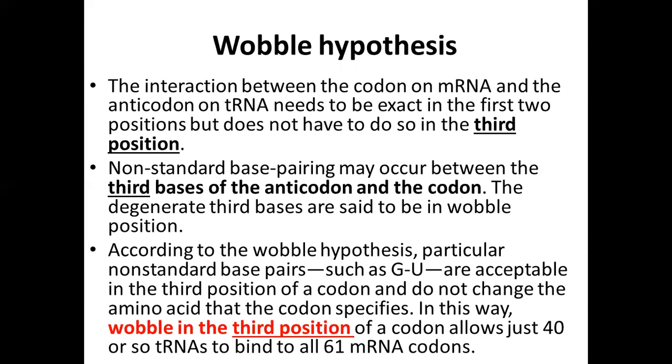An example of a non-standard base pair that can happen is between guanine and uracil. So these are acceptable in the third position. And even if there is that non-standard base pair, that won't change the amino acid that the codon specifies.